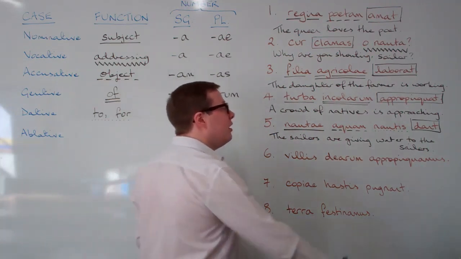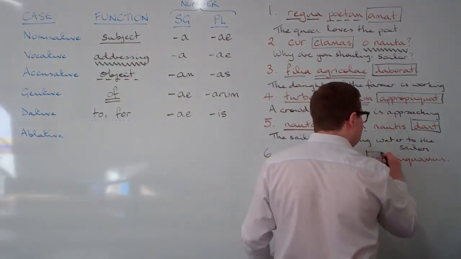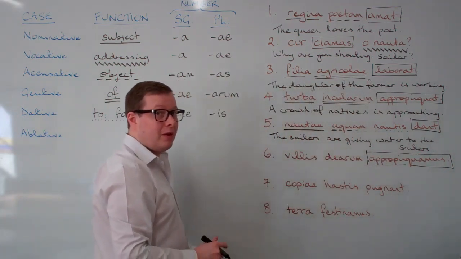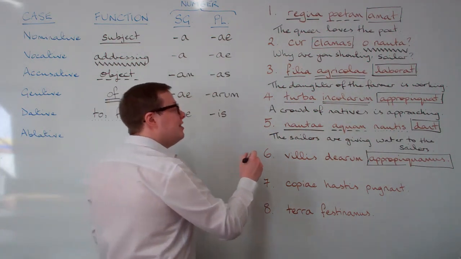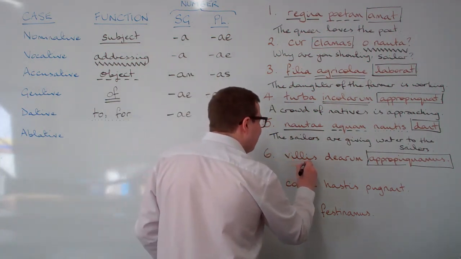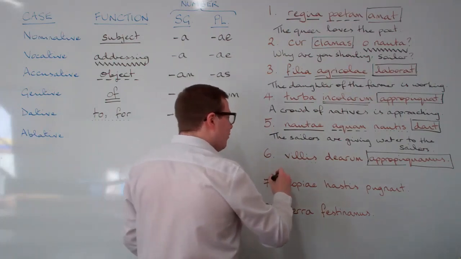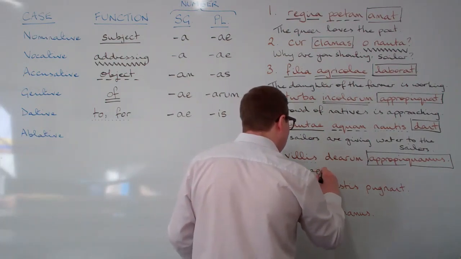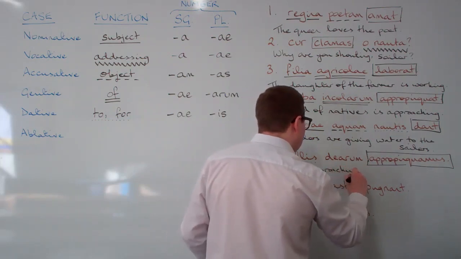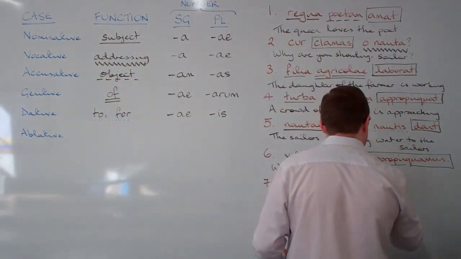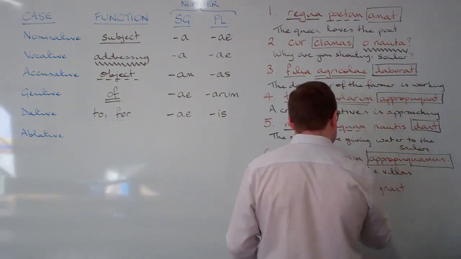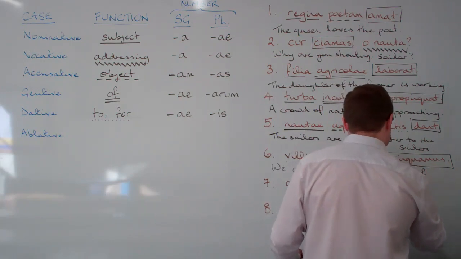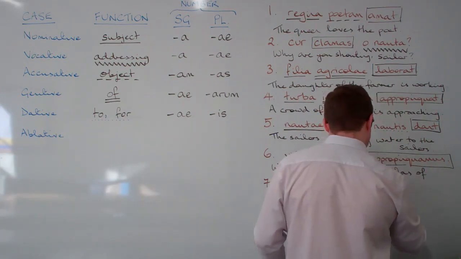So in this sentence, the verb is at the end and the subject is inside its ending. Apropinquamus, we are approaching. The object of the sentence is in the dative. There it is, villis. We are approaching the villas. I'll just write that in here. We are approaching the villas. And then dearum is genitive plural, so they are the villas of the goddesses. Like so.